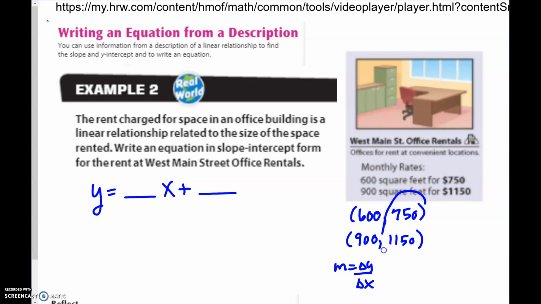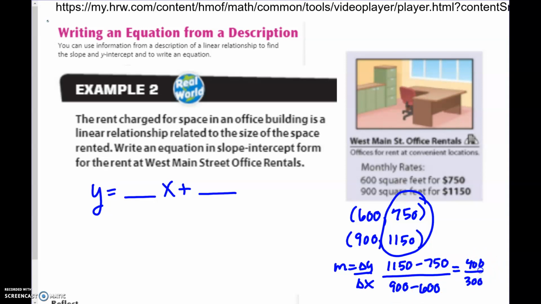So our y values go on top. So 1,150 subtract 750 goes on top. And on the bottom, I'm going to put the 900 first and then subtract 600. So we get on top for doing that, 400. And on the bottom, 900 minus 600 is 300.